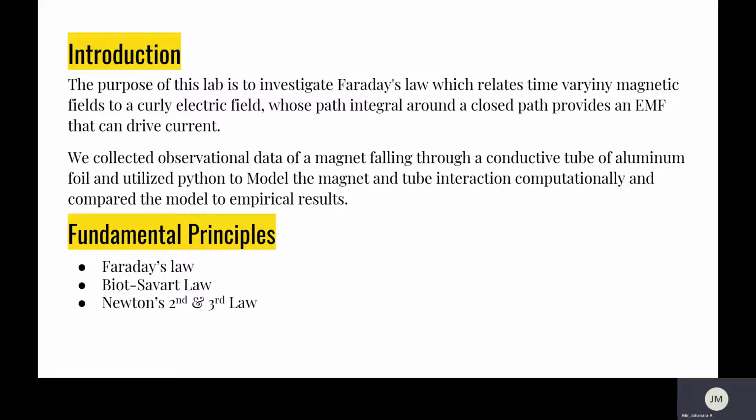Biot-Savart law was also used, which describes the magnetic field generated by a constant electric current. It relates the magnetic field to the magnitude, direction, length, and proximity of the electric current. Newton's second and third laws were also used. Newton's second law states that the acceleration of an object depends upon two variables, the net force acting on the object and the mass of the object. His third law states that for every action in nature, there is an equal and opposite reaction.